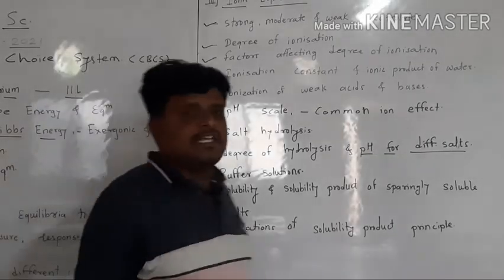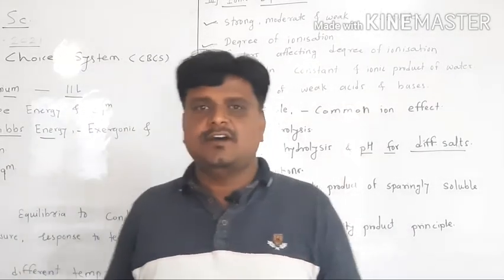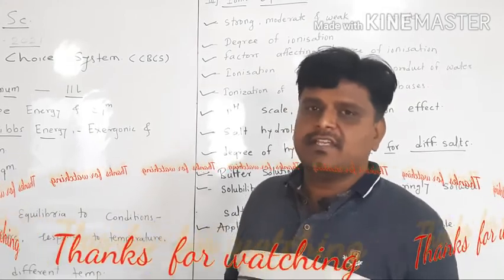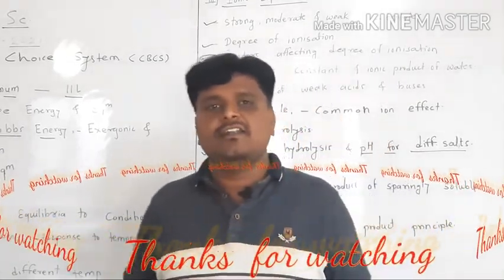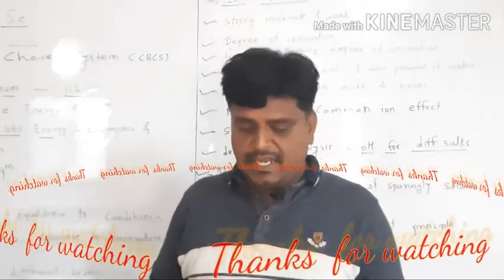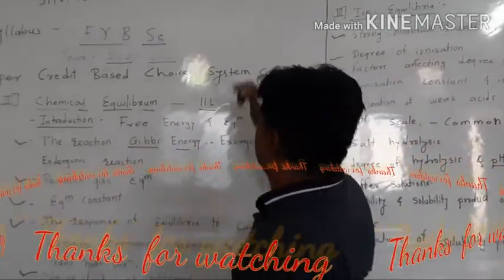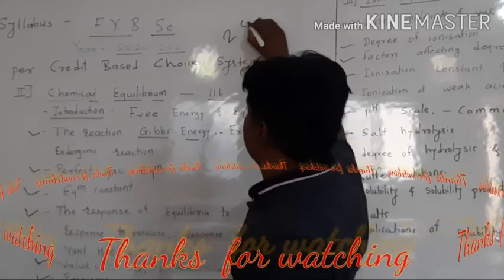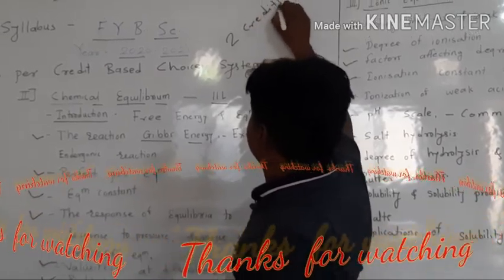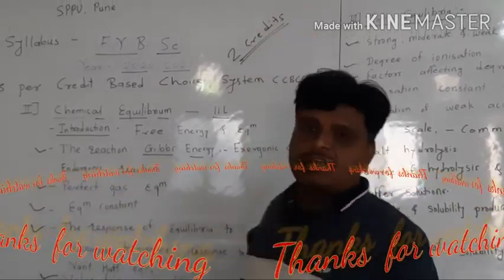So this is all about the syllabus of physical chemistry CH 101 for the first semester, and this whole syllabus is of how many credits? 2 credits. Okay, thank you.